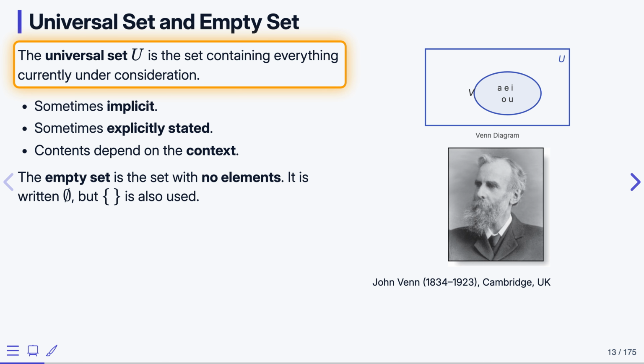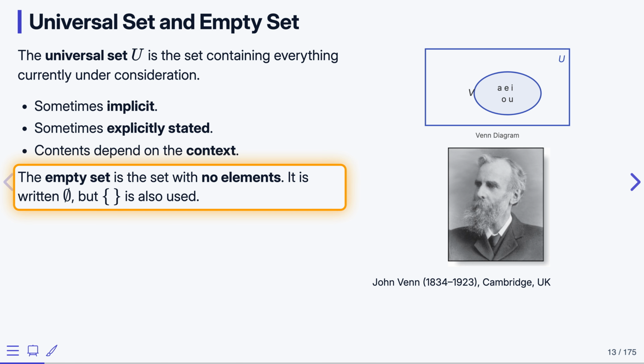2 special sets deserve their own names. The first is the universal set. Written with a capital U, it holds everything that is currently under consideration in our problem. Sometimes we leave it unwritten and just understand it. Sometimes we state it, and its contents depend on the problem. For one question, it might be all integers. For another, it might be all students in a school.